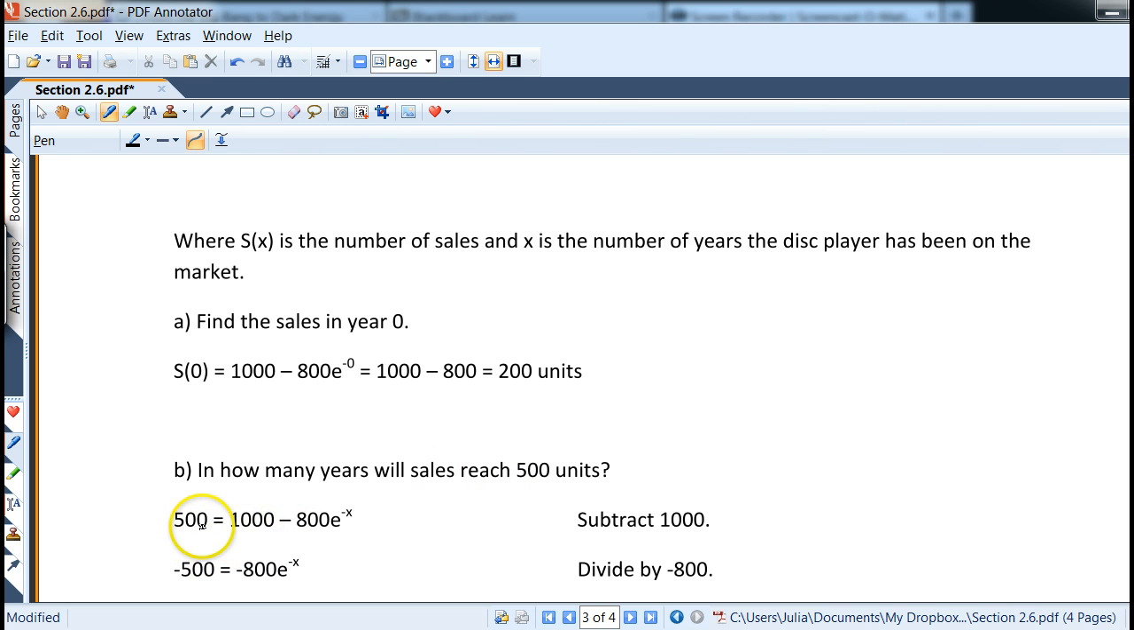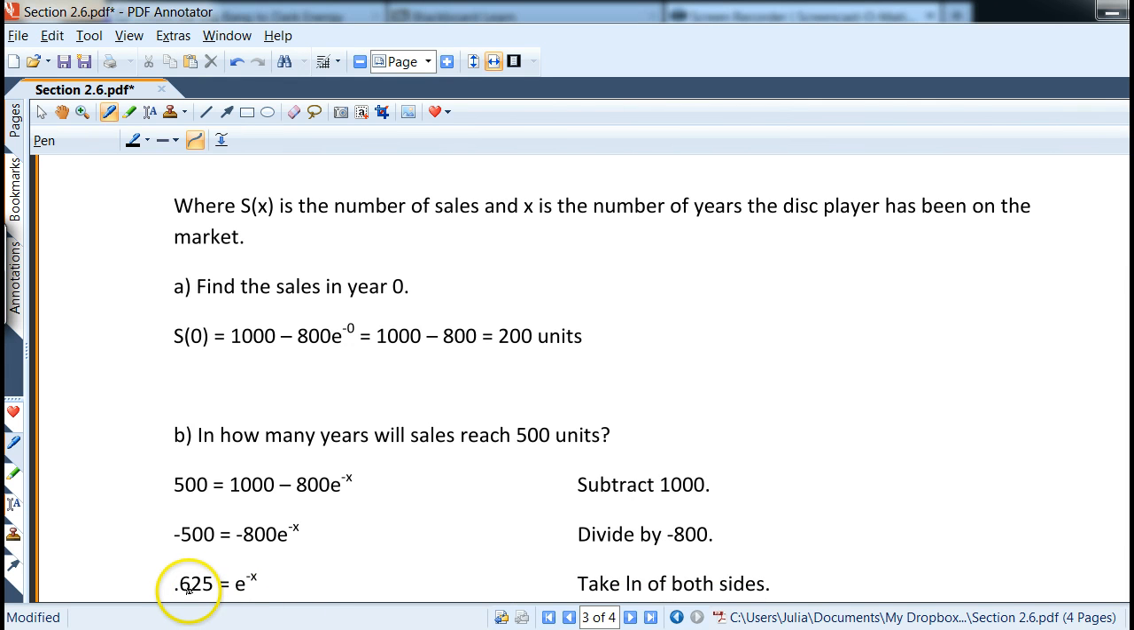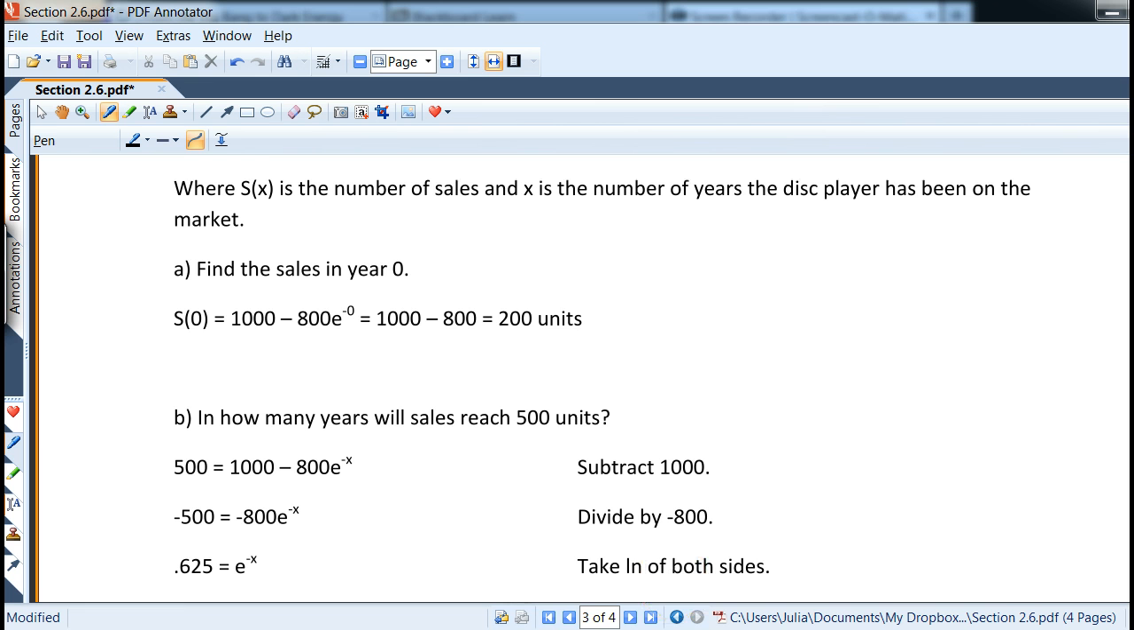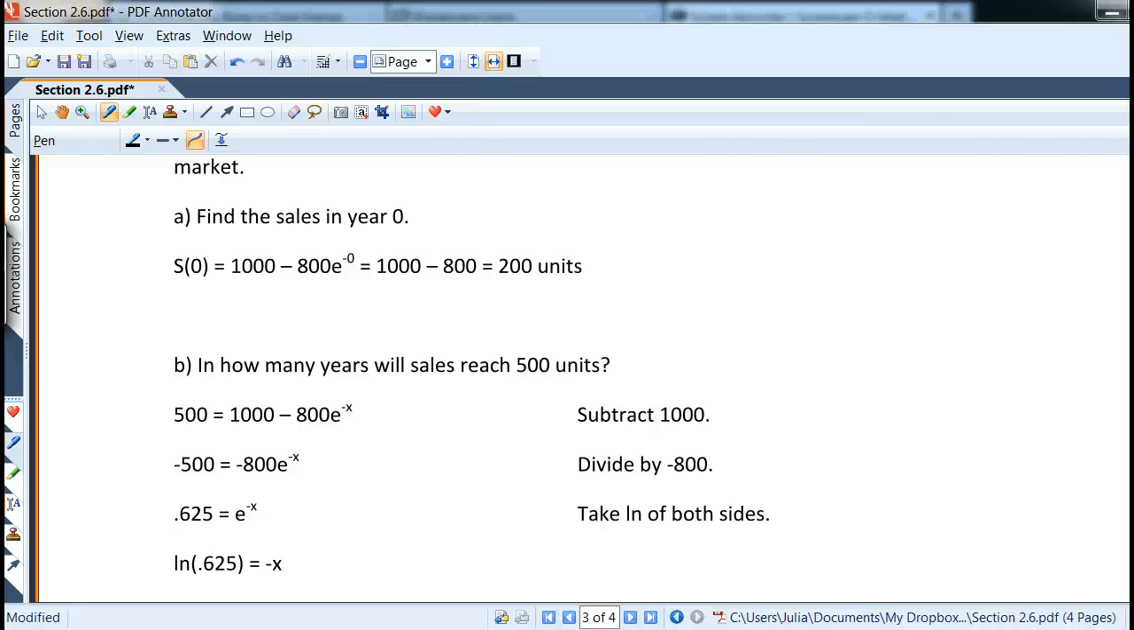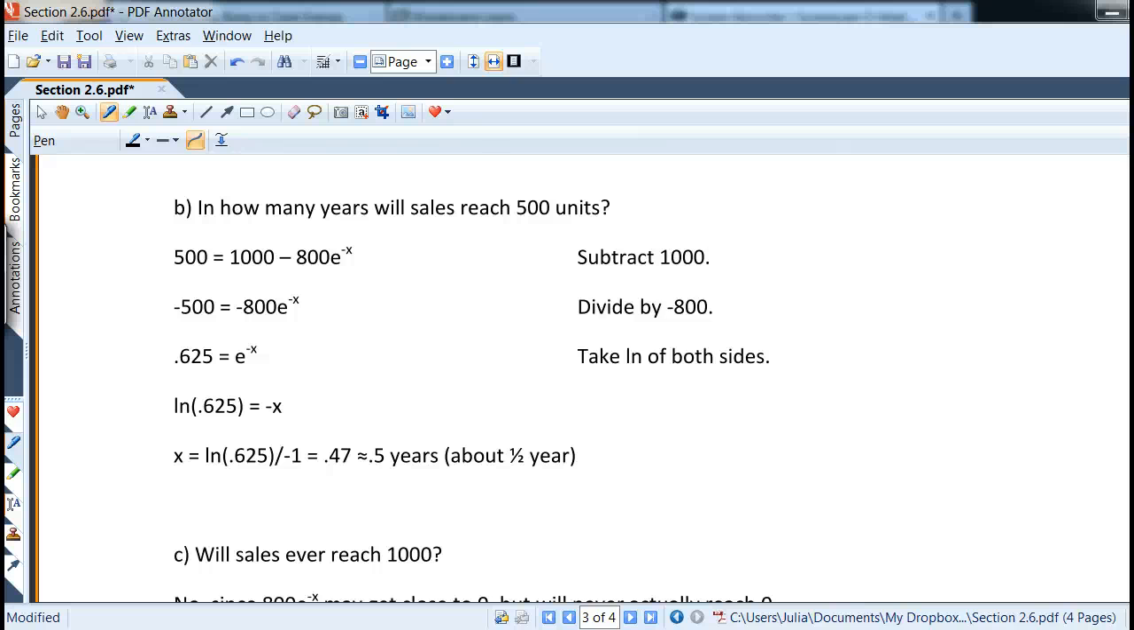So notice I plugged in 500 equals 1000 minus 800 e to the negative x. Again, let's subtract 1000 first. We're trying to isolate the exponential portion. So I end up with negative 500. On the other side, we divide by negative 800. So notice I get 0.625 equals e to the negative x. Let's take a ln of both sides. What would we get? A ln of 0.625 equals negative x. And so if we divide that by negative 1, we get 0.47, or about 0.5 years, so about half of a year, or 6 months.